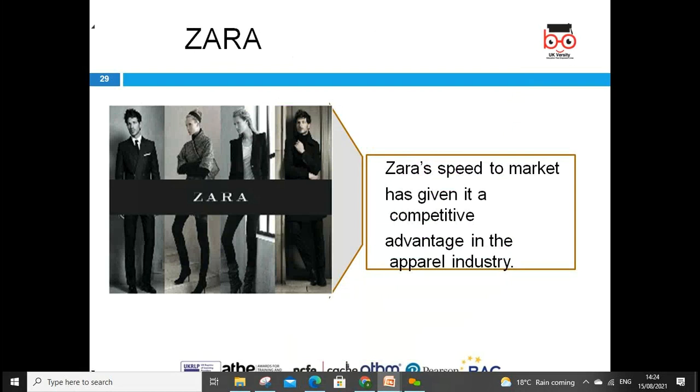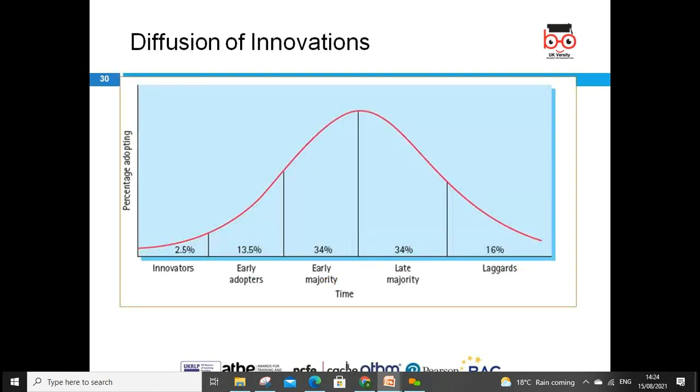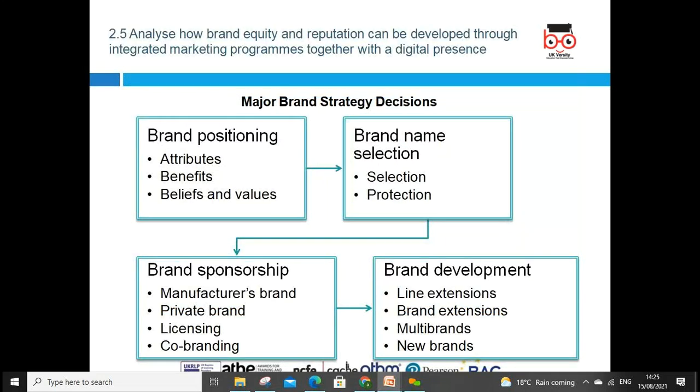Zara needs speed to the market high, given it is the competitive advantage in the apparel market. Yes, we need to look around in the market. If your brand can be innovator, early adopter, early majority, and so on, your profit margin can be varied. Anybody, any question?